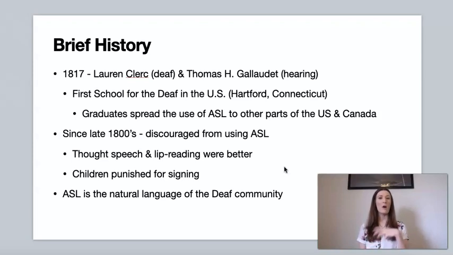Okay, obviously it has changed. You are now taking it in high school, but it wasn't always this way. ASL is the natural language of the deaf community. For a person that is deaf, their natural language cannot be an auditory one. It just doesn't make sense. Deaf people are visual people, okay? So it makes sense that their natural language, something that comes naturally to them, that works for them, is a visual language.